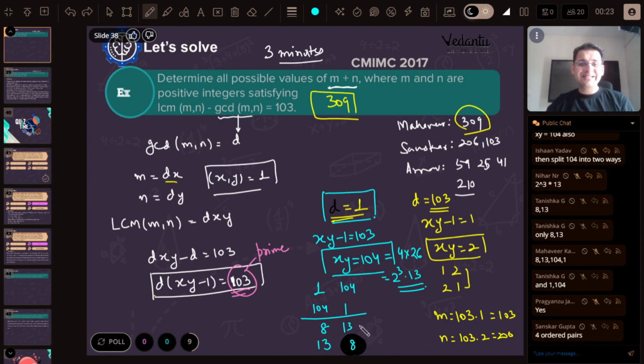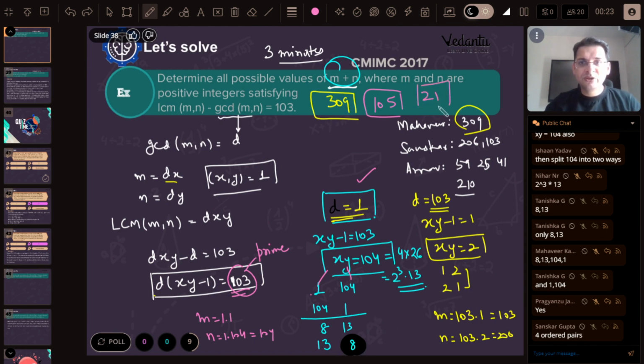So in both of the cases, even though m and n are going to get reversed, the m plus n value is going to be the same. In this case, d is 1, x is this, y is this. So m is going to be 1 into 1, n is going to be 1 into 104. So the answer m plus n is going to be 105. So 105 is another value which can be obtained. The third value is going to be 13 plus 8, that is 21.